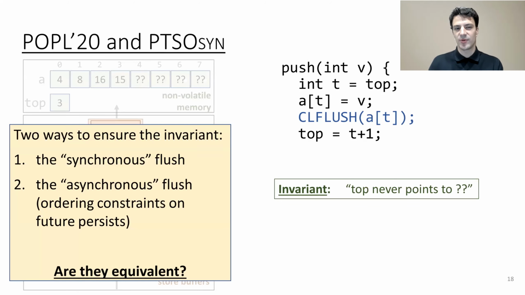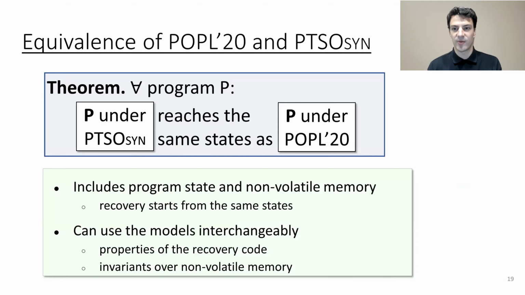So overall, I've showed you two ways in which the CO flush instruction can ensure that the invariant is preserved. So there was this more synchronous, more eager flushing approach, and this asynchronous approach of the POPL 20 model that only enforces the ordering rather than the flushing into the memory. And on this example, they both achieve the purpose. So are the two equivalent? So we formulate a theorem and prove that they are.